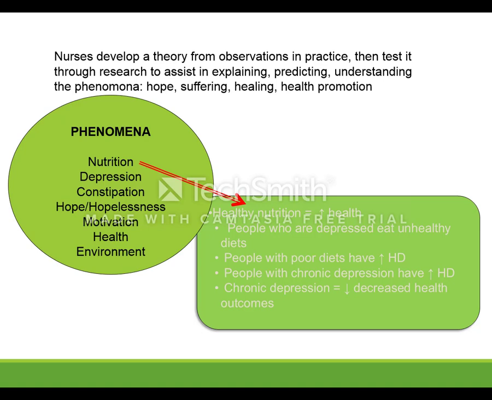People with poor diets have increased heart disease. People with chronic depression have increased heart disease. Chronic depression equals decreased health and outcomes. So how is nutrition related to depression, right? It goes back and forth. People who are depressed have poor diets, but poor diets make people feel worse and have more health conditions. So then how can you develop a theory and a plan to counteract that, right?